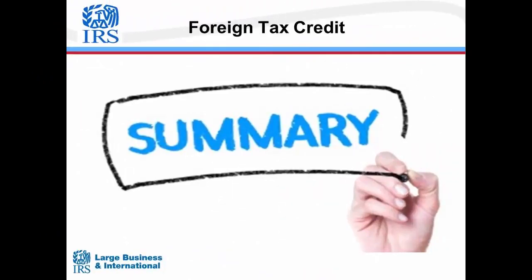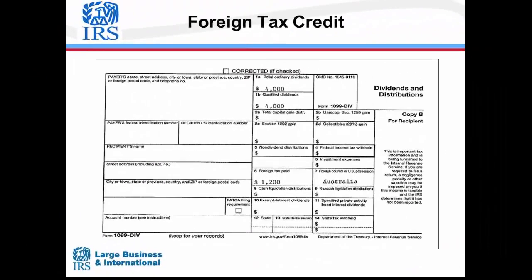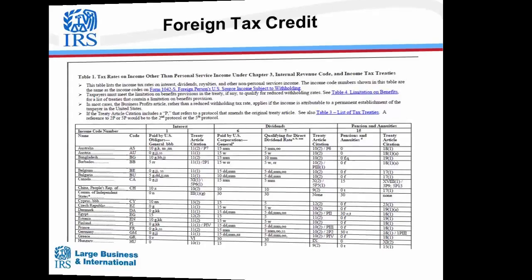In summary, when you receive a Form 1099 DIV or 1099 INT that shows a foreign tax paid in Box 6 and a foreign country in Box 7, refer to the Tax Treaty Table 1 on the IRS.gov website for a quick reference. The amount of foreign tax paid that is eligible for the foreign tax credit is based on the reduced treaty rate, if a treaty exists and you are eligible for its benefit, regardless of what was actually paid or withheld per Box 6 of the Form 1099.